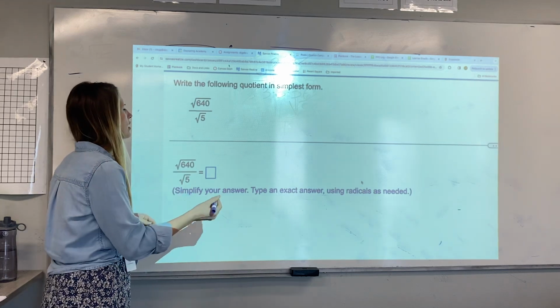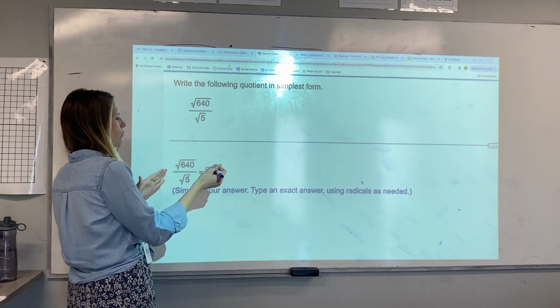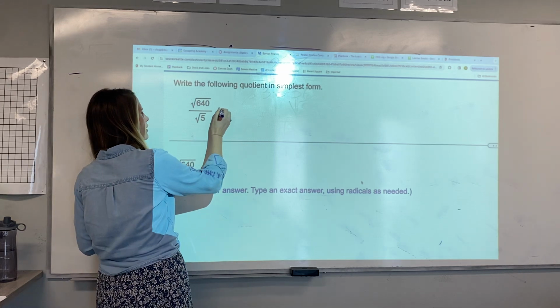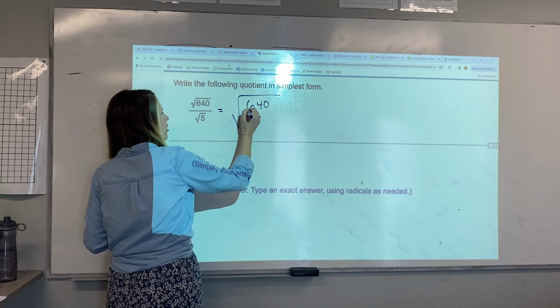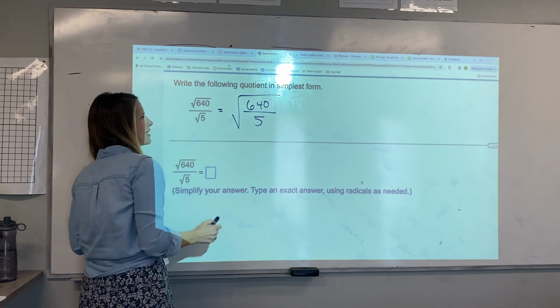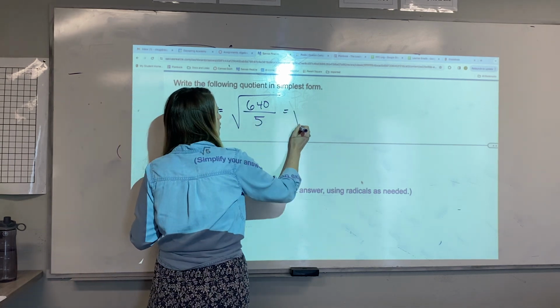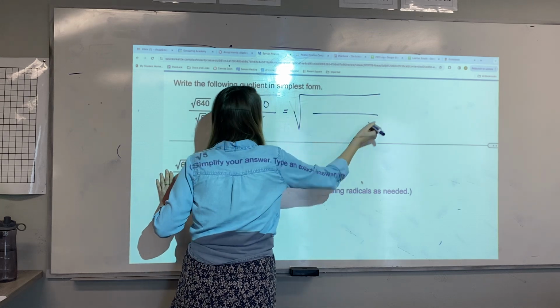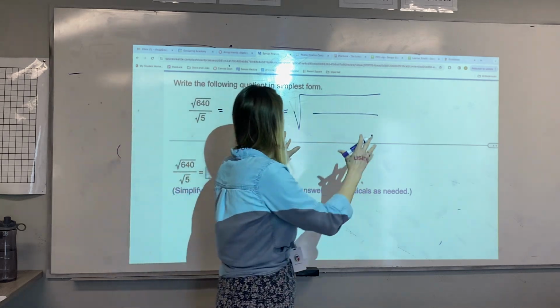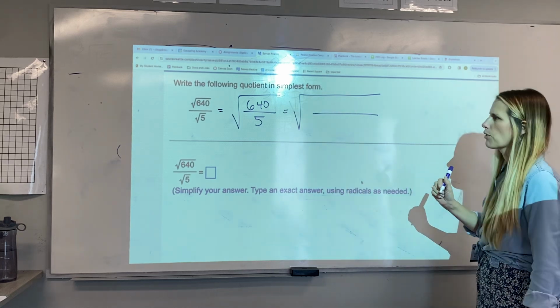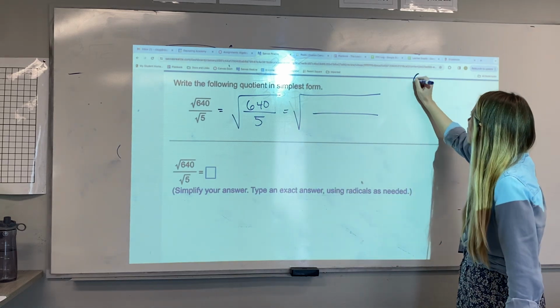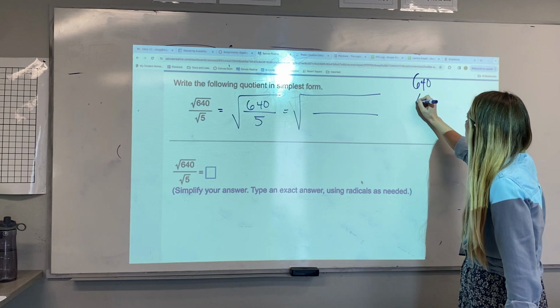Okay, good. All right, so we're going to break down the 640 and the 5, and I'm also going to rewrite this as a big square root, so they're all in the square root home together, so that when I break them down into factors within the square root home, I can cancel out any matching prime factors. So let's do a factor tree for 640.